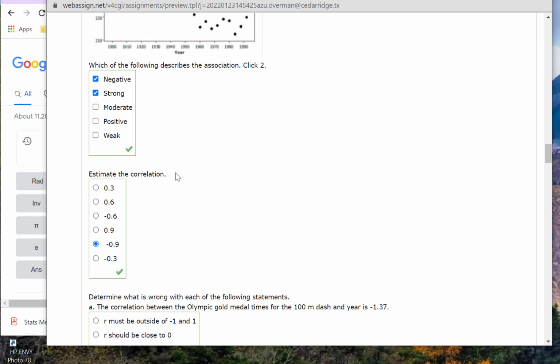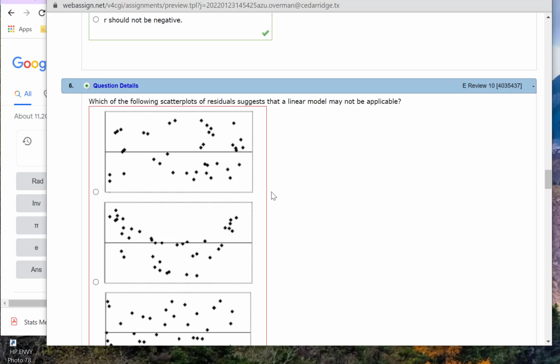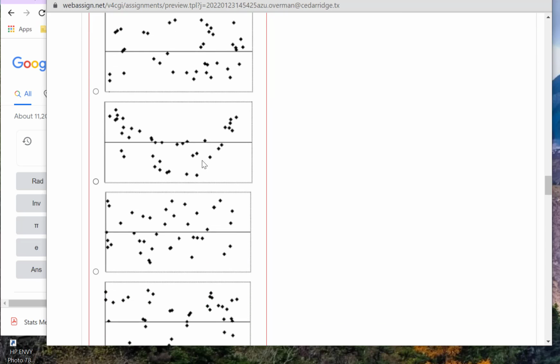Voila, this was strong, negative 0.9. Yay. All right. Which of the following scatter plots of residuals suggest a linear model may not be applicable? So right now, already this one's popping out to me. I'm like, oh, that's it.